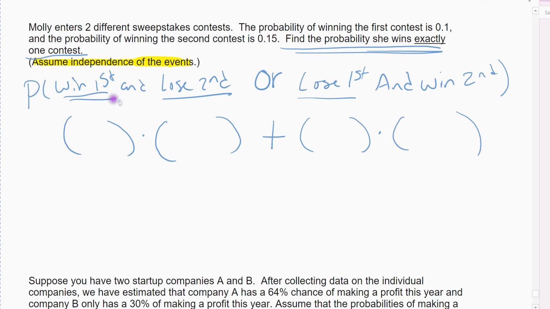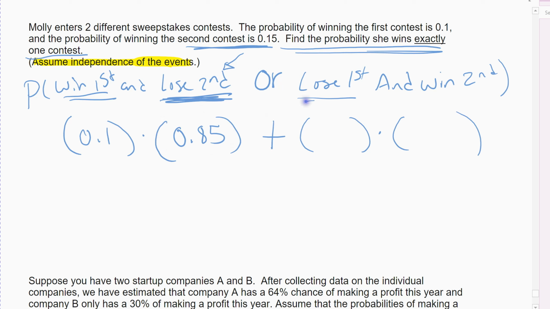So the probability she wins the first event is 0.1. The probability she loses the second event. So the second event's probability of winning is 0.15. So this is the complement to that event, right? So I take 1 minus 0.15, so that means she's got a 0.85, so 85% chance of losing the second event. So that's the chance of losing the second contest.